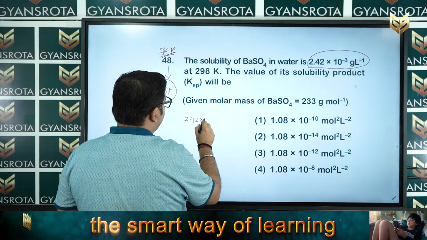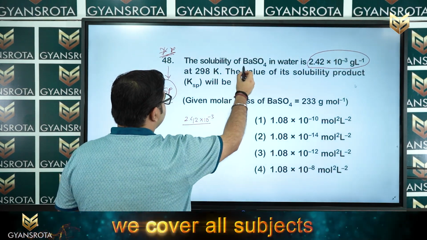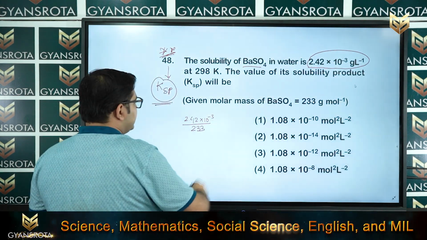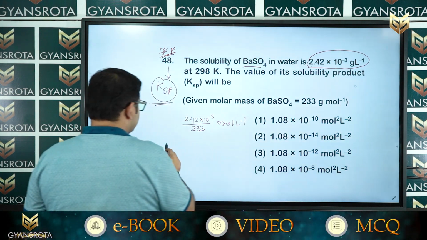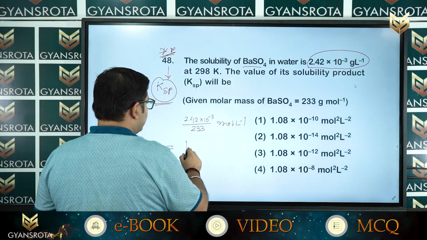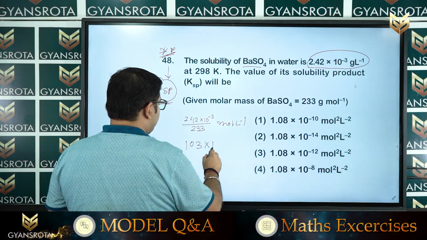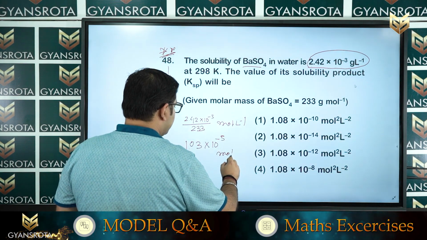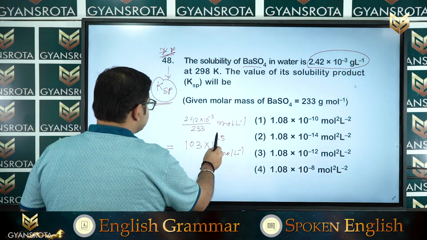2.42 into 10 to the power minus 3 divided by the molecular weight of barium sulphate, which is 233, and it is coming as mole per liter. Now, if you solve this part, it is coming as 1.03 into 10 to the power minus 5 mole per liter. Okay. So, this is the concentration.